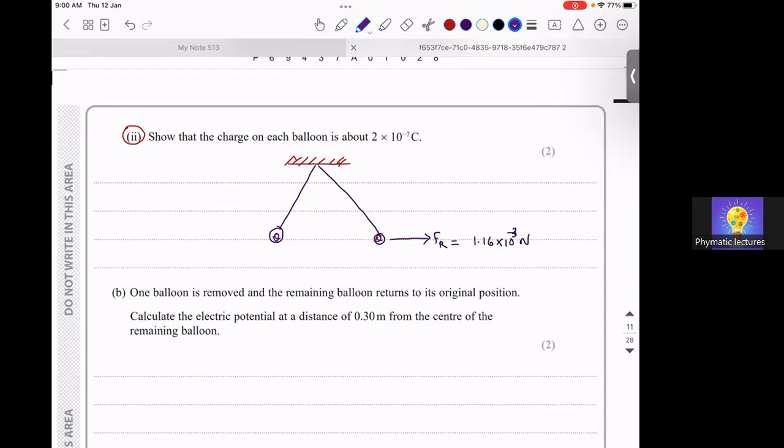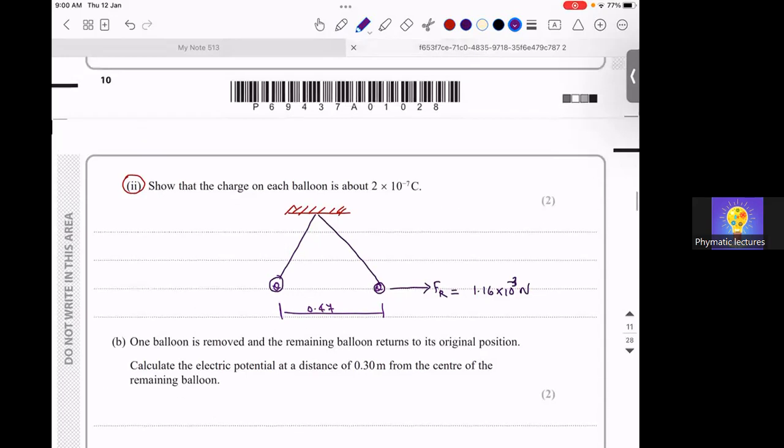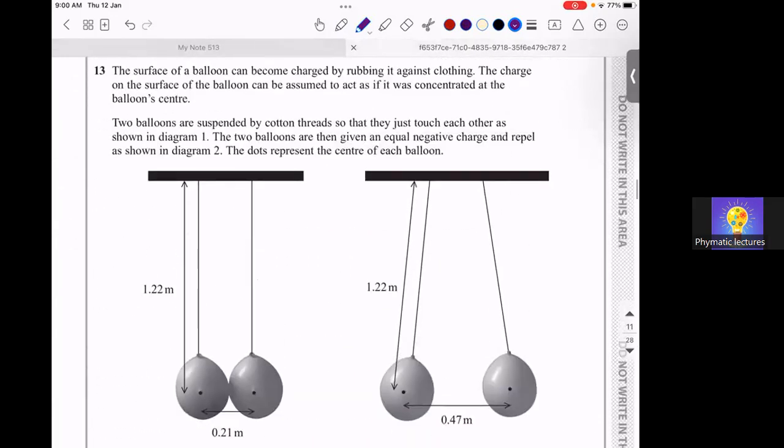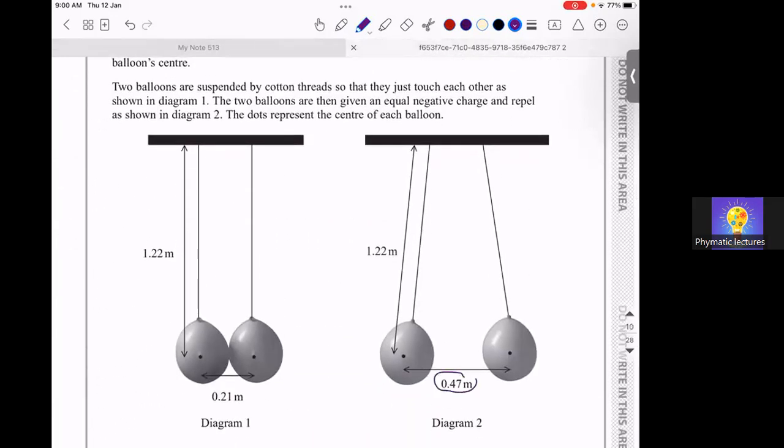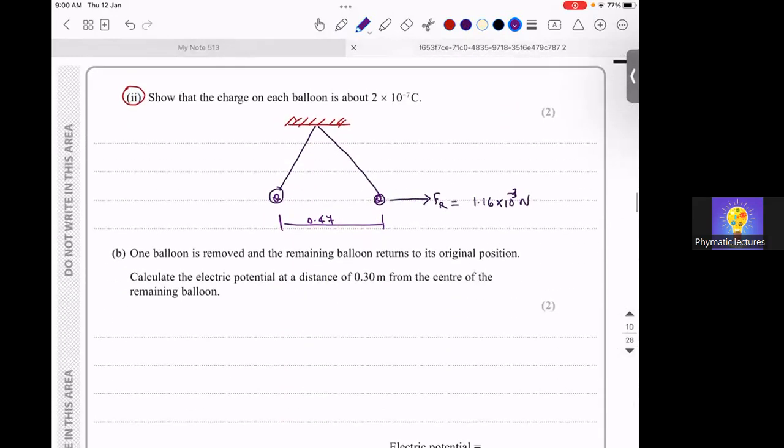And what is the spacing between them? We already calculated that spacing, correct? What is that value of spacing we obtained? Because the spacing is actually important. So this spacing is 0.47. According to this question, the balloons are repelled and the spacing is 0.47.